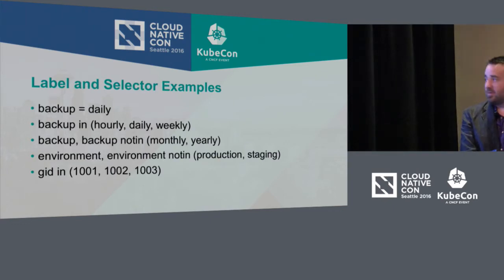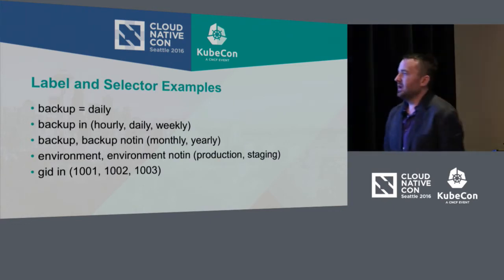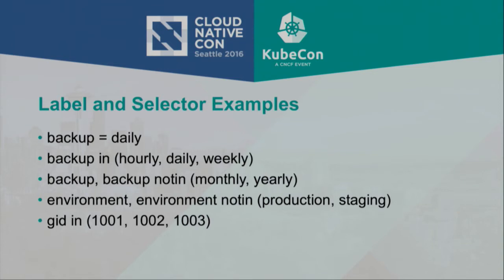Some examples, you may want to check if backup equals daily. If you set your persistent volume with a label backup and the value daily, you could, in theory, want the claim that you bind to your pod to be backed up at a certain interval. And maybe you don't necessarily want it backed up monthly or yearly, but you do want it backed up daily, hourly, or weekly. So this is one potential use case.